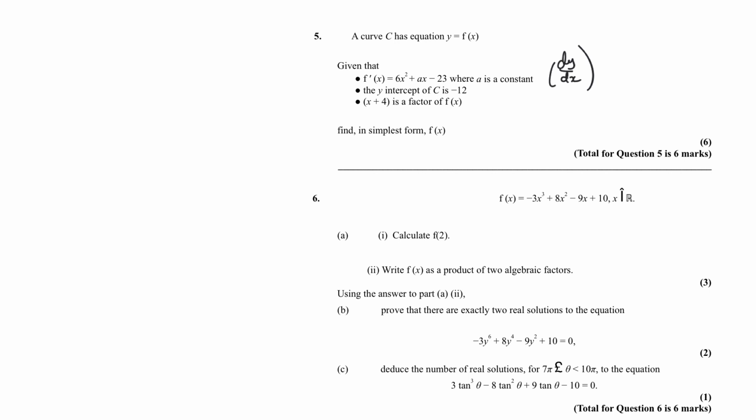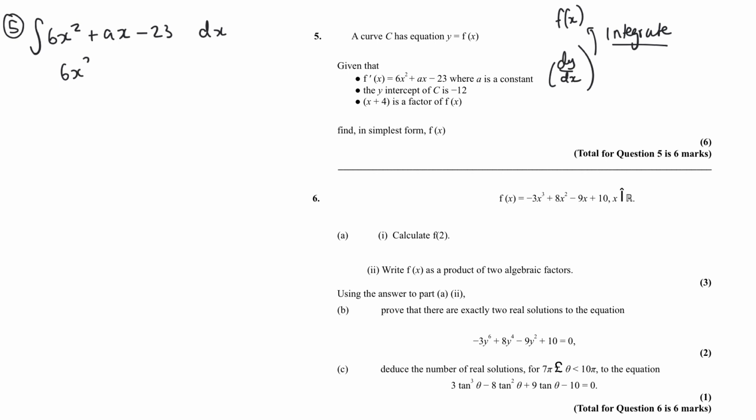The first thing is that if we've been given dy by dx, to find f of x we need to integrate. So we're going to integrate 6x squared plus ax minus 23 with respect to x, and that would leave us with 6x cubed over 3 plus ax squared over 2 minus 23x, and then our plus c.